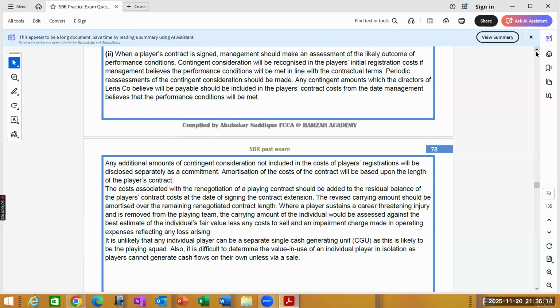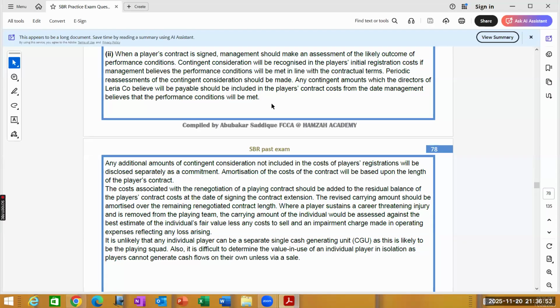So when a player contract is signed, management should make an assessment of the likely outcome of the performance condition. Contingent consideration will be recognized in a player's initial registration cost if management believes the performance condition will be met in line with the contractual terms. Periodic reassessment of the contingent consideration should be made. Any contingent amount which the directors of the media company believe will be payable should be included in the player contract cost from the date management believes that the performance condition will be met.